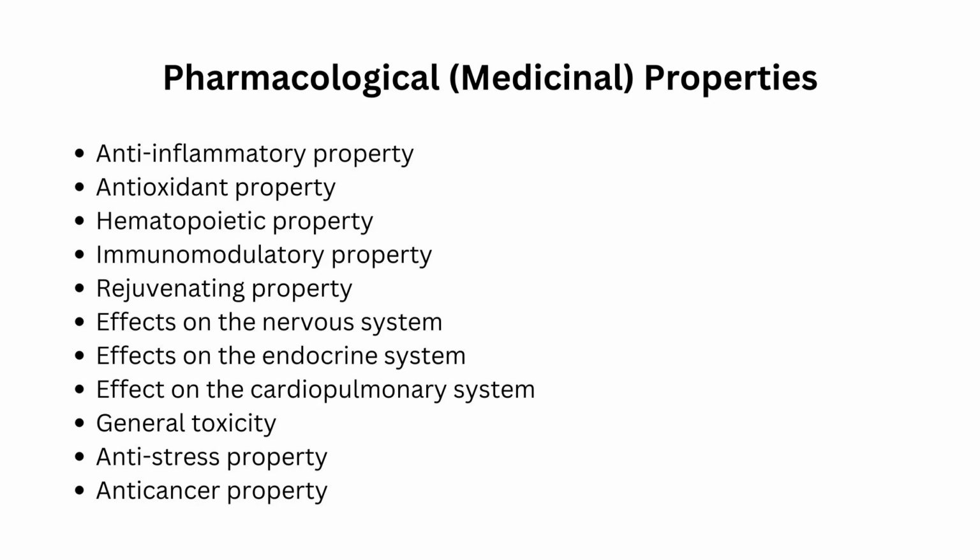The third property is hematopoietic property. This property helps with blood cell production. It helps ensure that you have a healthy supply of red blood cells to transport oxygen in your body and white blood cells to fight off infections, as well as platelets, which clot your blood when you are injured to stop bleeding. The fourth property is immunomodulatory property. This property helps to boost your immune system.